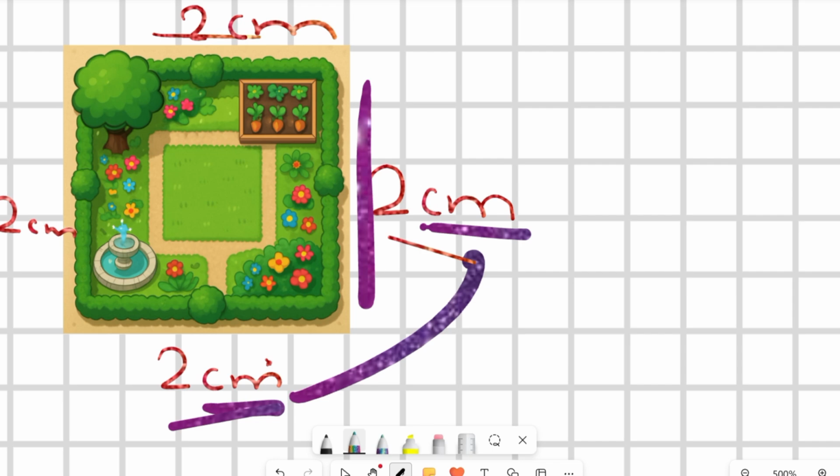Okay, so now in perimeter we have to add these 4 sides all together. It is 2 centimeter each side, so we are going to write 2. We can write 2 centimeter, but we are going to go with the easy trick. We're just going to write 2 plus 2 plus 2 plus 2.